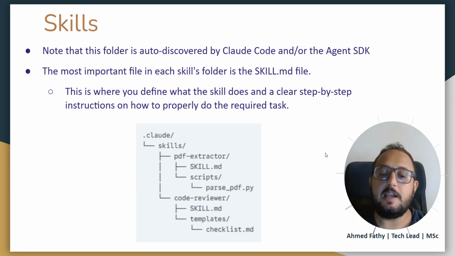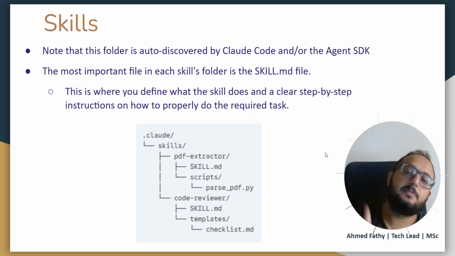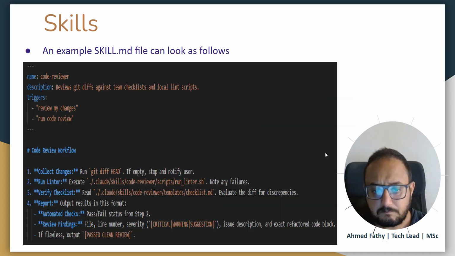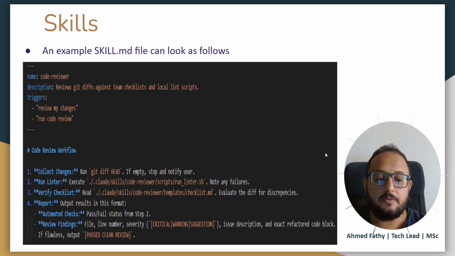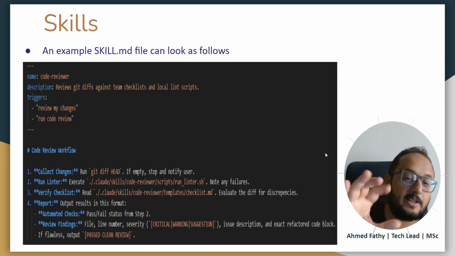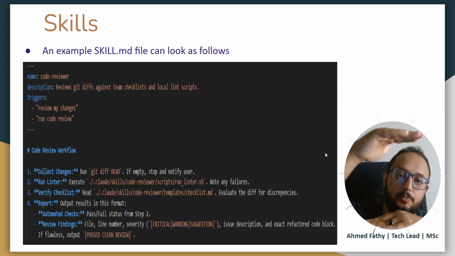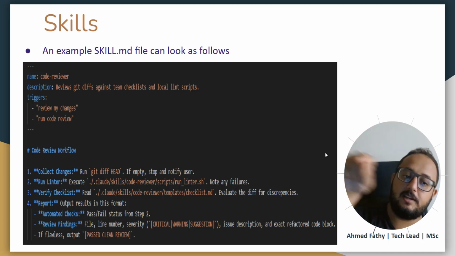This is where you define what the skill does and clear step-by-step instructions on how to properly do the required tasks. You have a repeatable workflow in this case. So this is an example of a skill.md file. As you can see, there are always two parts and you need to write it in this format. This is not free form. You need two parts separated by those 3 dashes here.